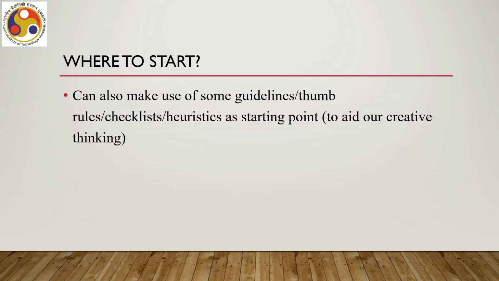It can also start with some guidelines. So, we can also think of starting the process based on some guidelines or thumb rules or checklists or heuristics. These are known by different names. So, those can act as a starting point to aid our creative thinking. So, of course, interface and interaction design requires creativity, imagination. Along with that, we can take recourse to some guidelines, often called checklists, heuristics, thumb rules, and so on.